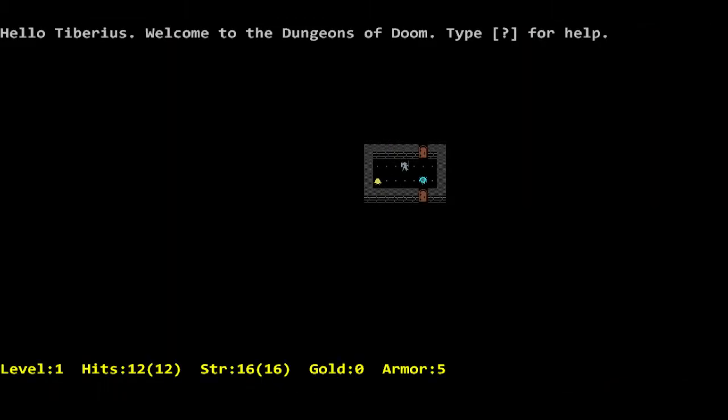And we are going to be Tiberius. That was just the first name that popped into my mind just now. I was not thinking about Star Trek, actually. Oh, weird. Hello, Tiberius. Welcome to the Dungeons of Doom.